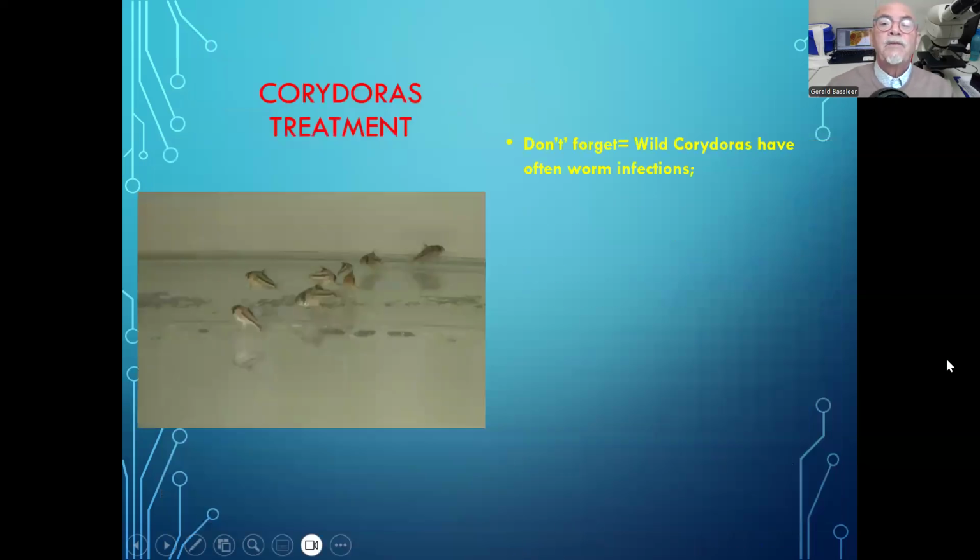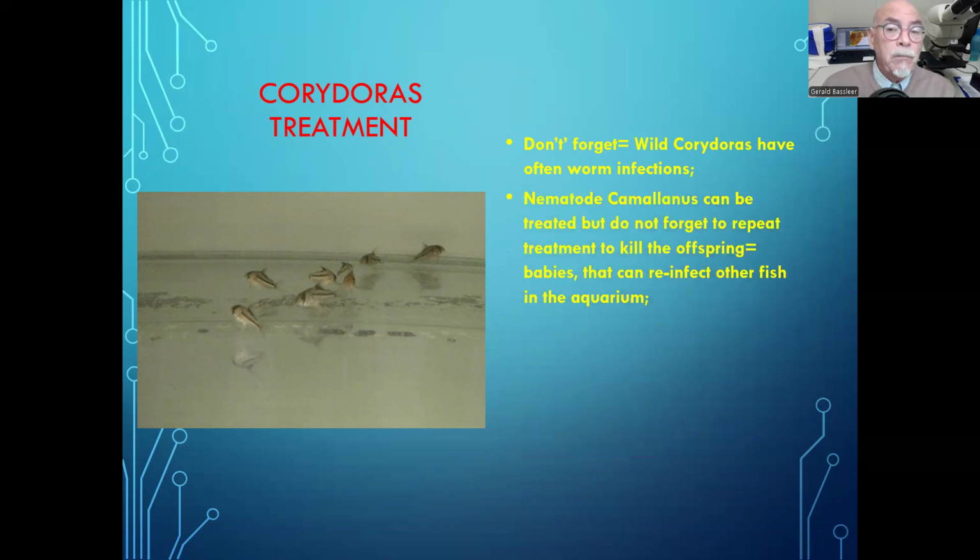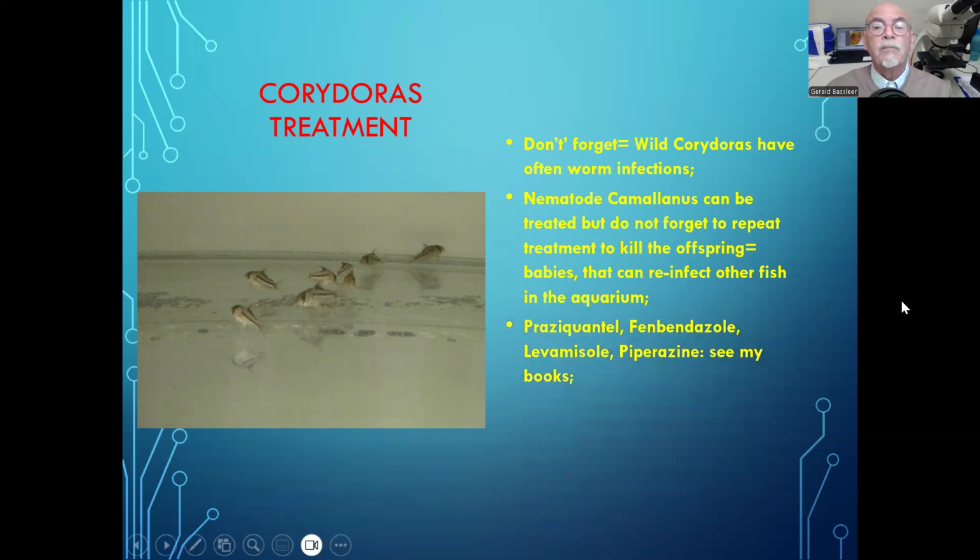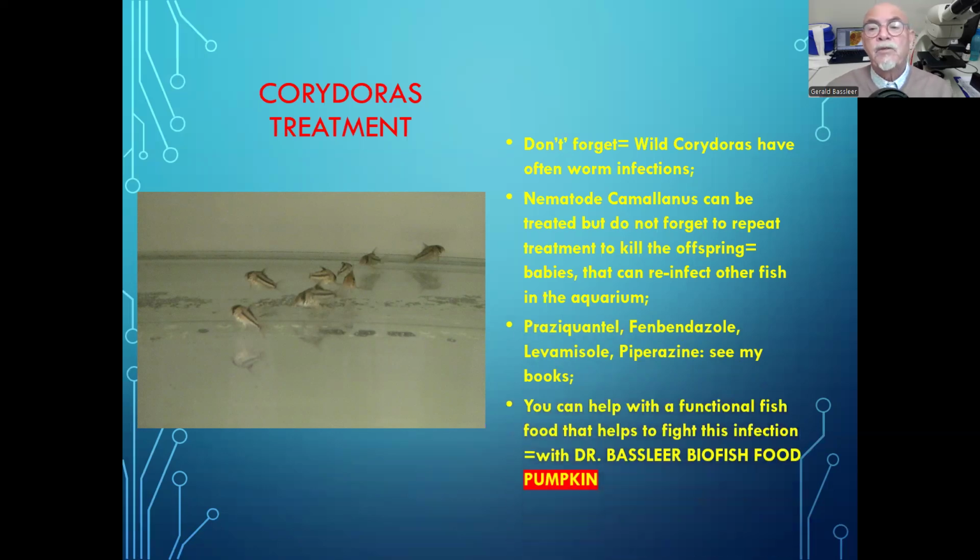Well, treatment, don't forget, I keep on repeating that. See all my videos on Corydoras, particularly the wild ones, they very often have worm infections. And the Nematode Camallanus you can treat, but do not forget to repeat your treatment to kill the offspring, the babies, because they can re-infect the fish in the aquarium. Drugs that are recommended, you can see in my books: praziquantel, fenbendazole, levamisole, piperazine. Try to get them from your pharmacist.